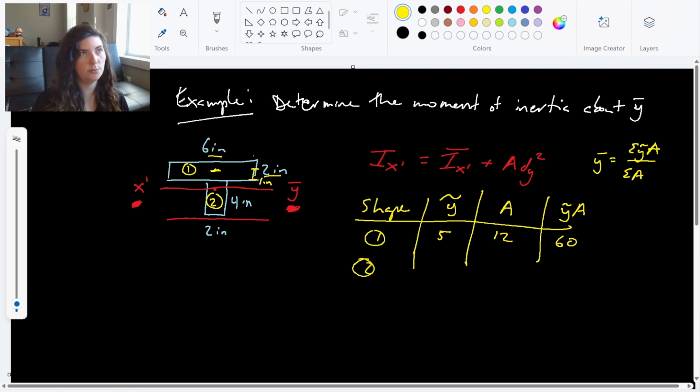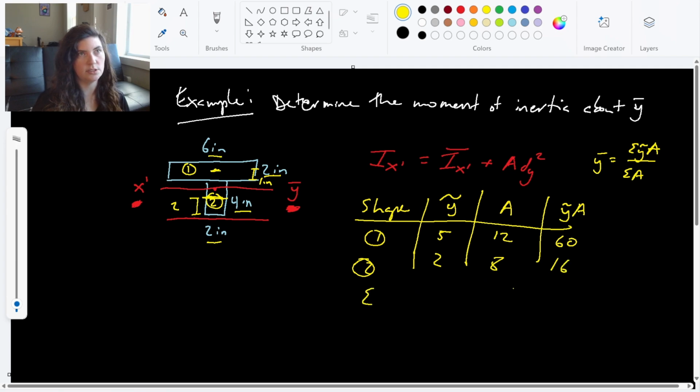Then for my second shape, my y tilde is going to be halfway through the 4. Half of 4 is 2. This distance here is 2. And then my area is 2 times 4 is 8. And then multiplying across here, 2 times 8 is going to give me 16.